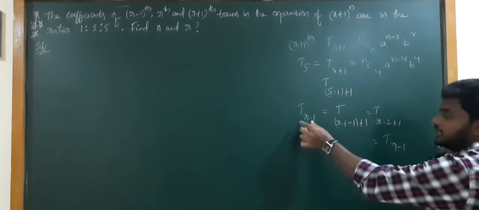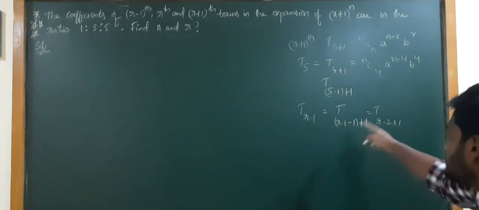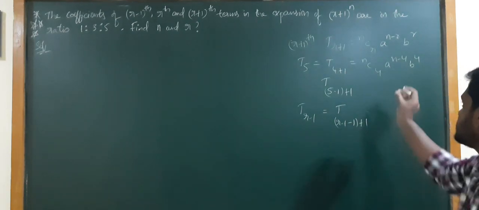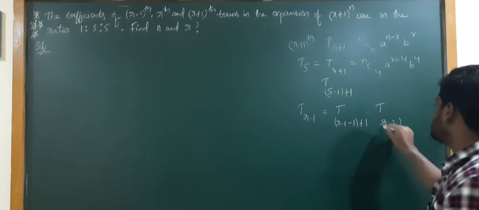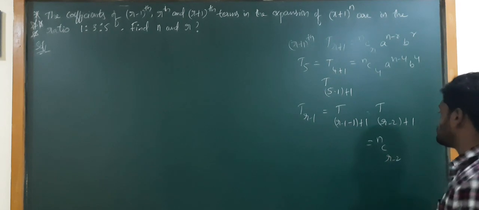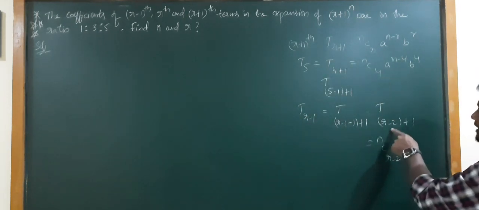So nothing but, to find T(r minus 1) we can write T(r minus 1 minus 1 plus 1). Then what will be the r value here? So like this, what will be the r value here? T(r minus 2 plus 1). Then it will be equal to nC(r minus 2). So the r value here is nC, this is r minus 2.